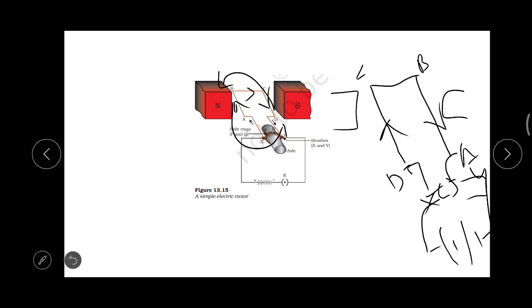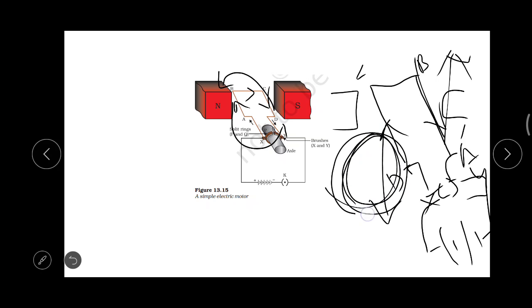Earlier in the case of CD, the force was acting upward. Now, as the direction of the current is reversed, the force acting upon CD will be downwards, and at arm AB it will be upwards. So again it rotates in the anti-clockwise direction. Continuously these steps keep repeating, and as a result the coil will rotate in the anti-clockwise direction.